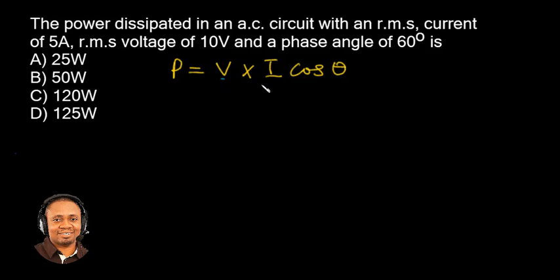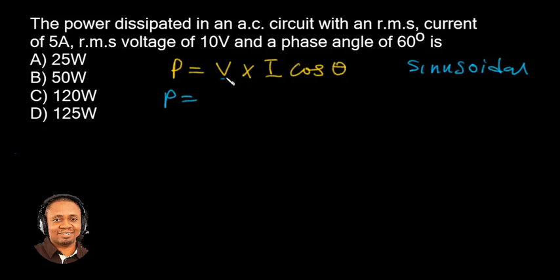The V and I are sinusoidal RMS values, while theta is the phase angle between the voltage and the current. Alright, so now let us solve for the power.